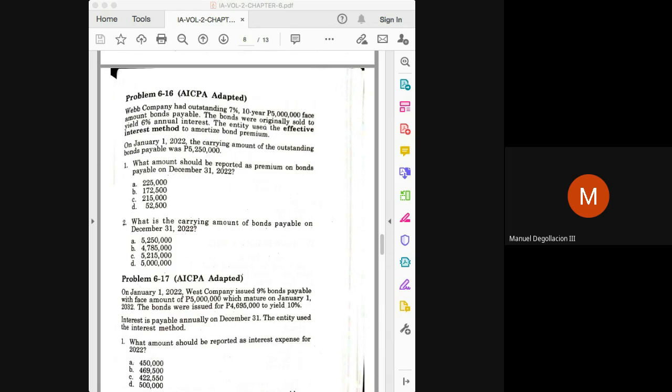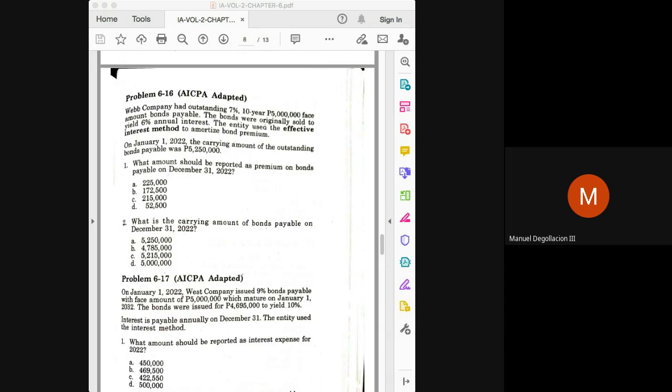Then the fourth question: how much is the carrying amount? Again, you just start with the face value of the bond, deduct the remaining discount or add the remaining premium. In this case, we have a premium, and the remaining premium is 177,900. Add that to the 5 million, and we will have the carrying amount as of the end of 2023.